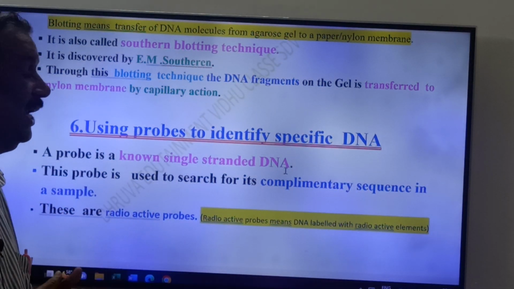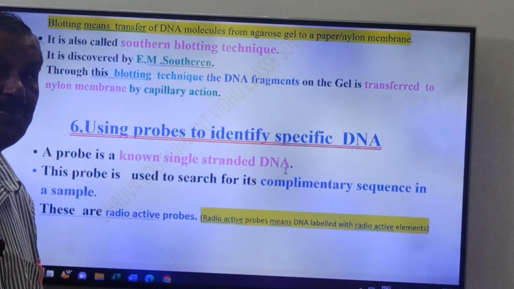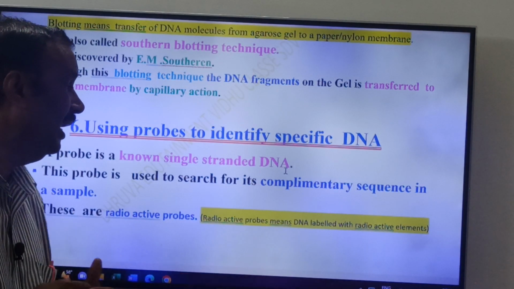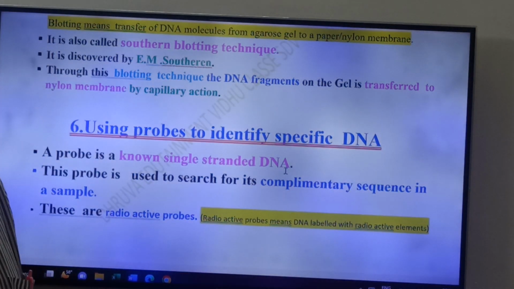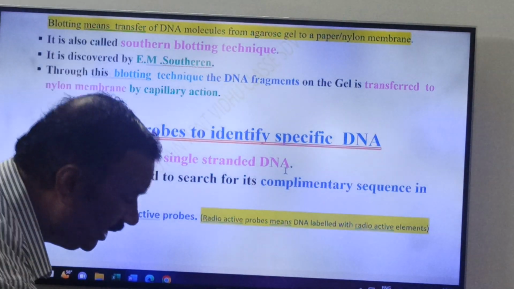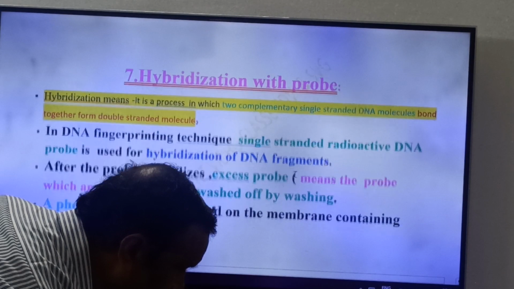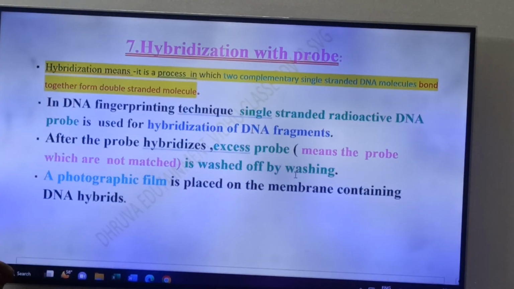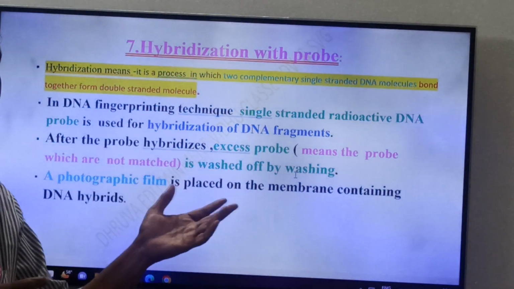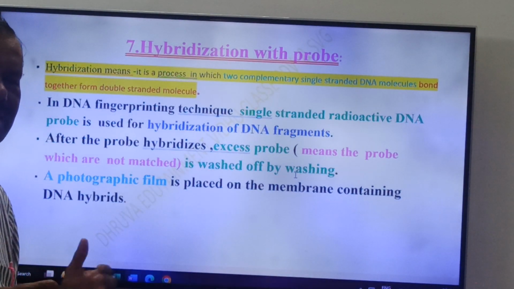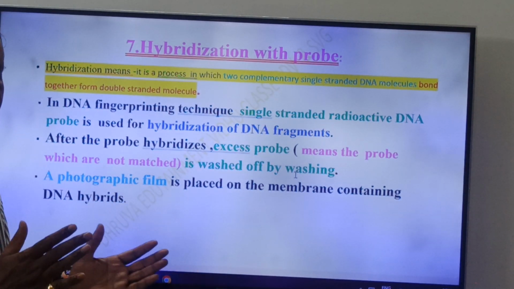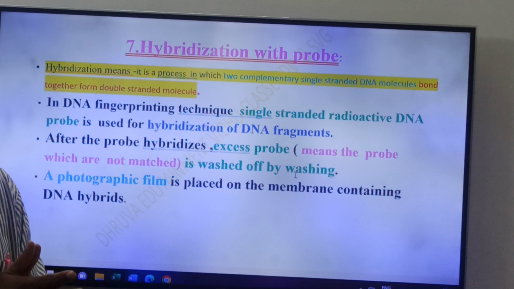These are radioactive probes, friends. They are labeled with radioactive elements. These probes are radioactive or fluorescent probes. Now come to hybridization with probe. Hybridization means quite the opposite of denaturing. In denaturing, double stranded DNA becomes single stranded. In hybridization, single stranded DNA becomes double stranded.